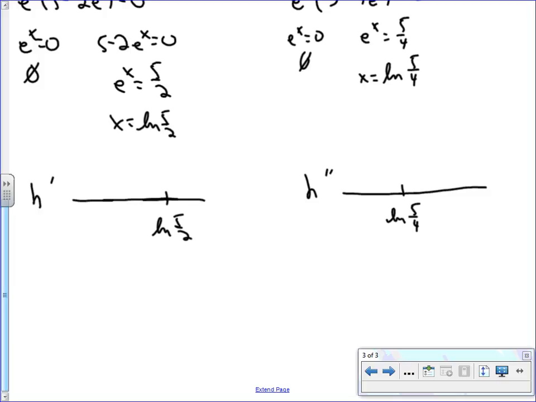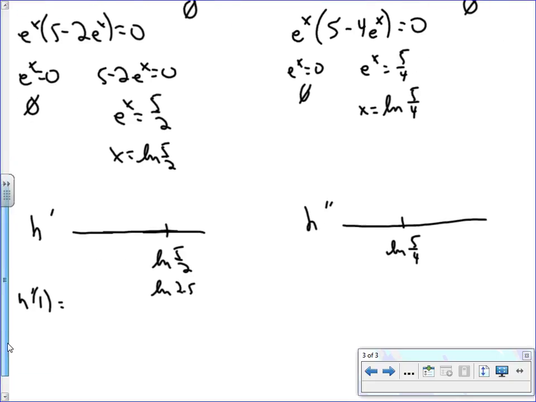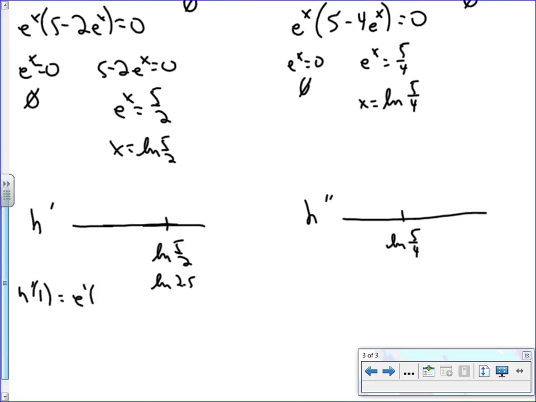So, I don't know what the natural log of 5/2 is. But natural log of 2.5. So, tell me something that I could use. 1. And let's see if 1 helps us. Let's find h prime of 1. So go back up and look at h prime, or look at the factored form of it. You might like it like this. That might help you. In fact, I think that's what I'm going to use. So e to the 1 and 5 minus 2e to the 1. And I'm not sure. Are you sure?